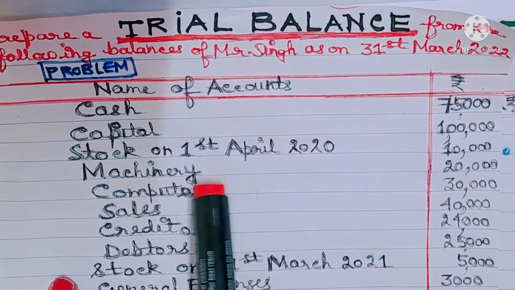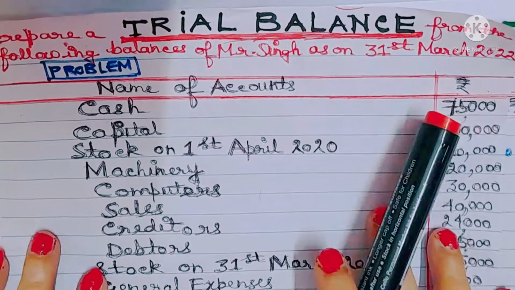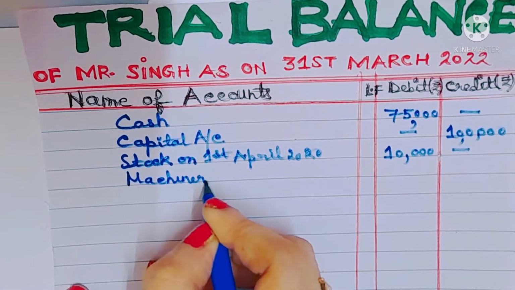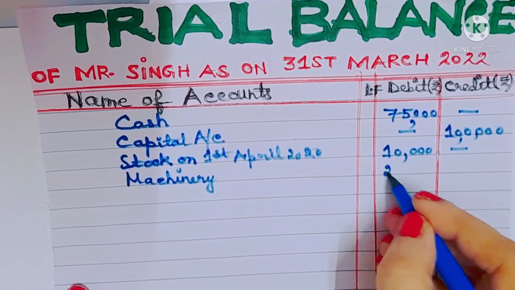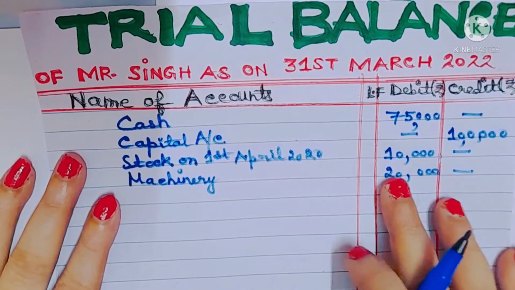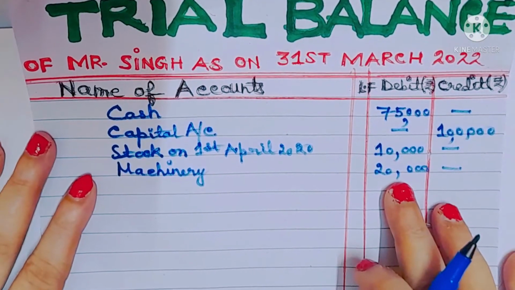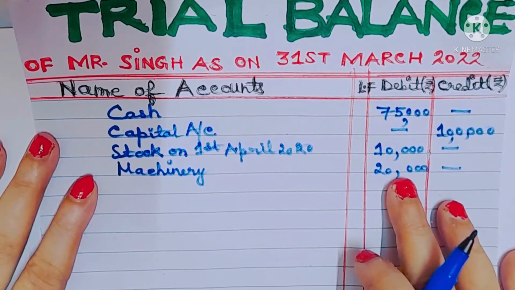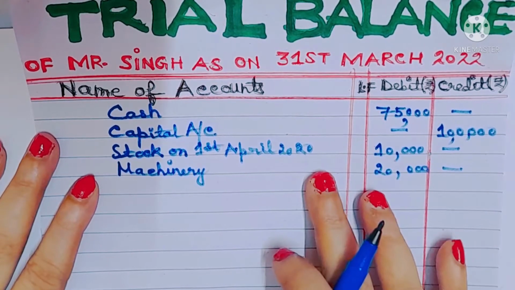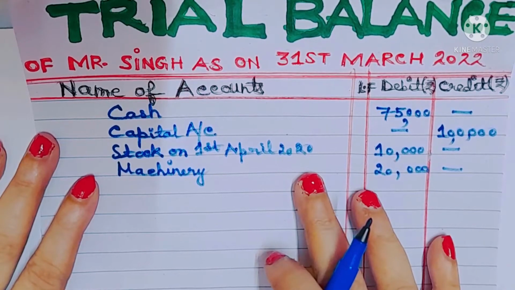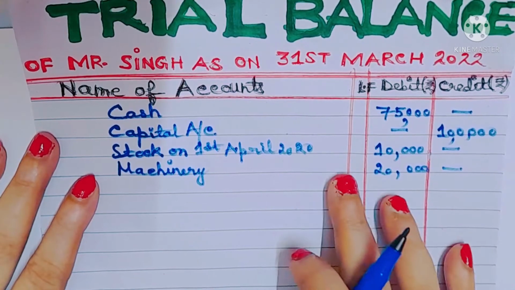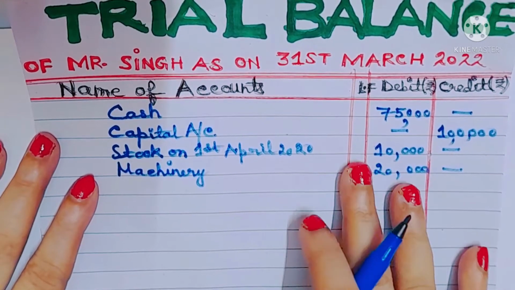The next account is machinery, 20,000. Let's write machinery, 20,000. Machinery is a debit balance and that is the reason we have written 20,000 in the debit column. But why is machinery a debit balance? Because machinery comes under real account. According to real account, when a machine is purchased for the business, machine comes in. Machine is an asset. So machinery account will be debited. Understood? Let's see the next account.